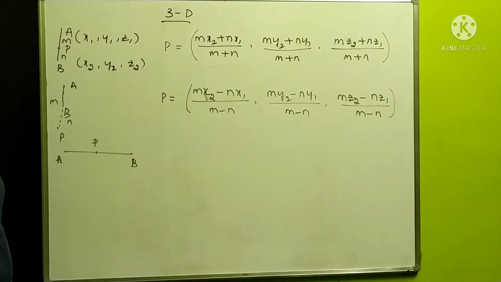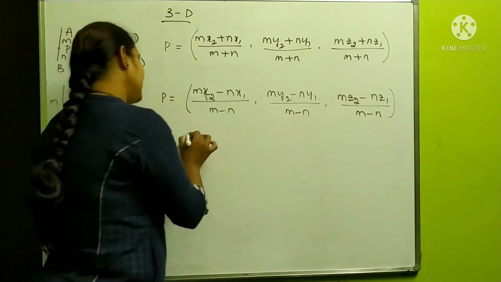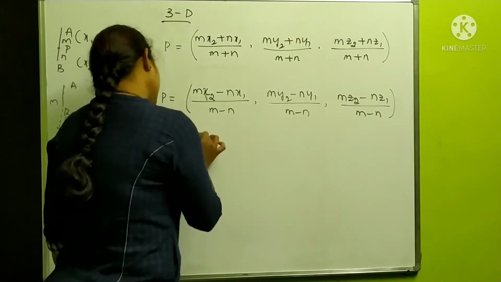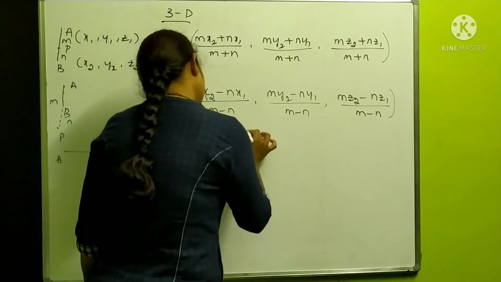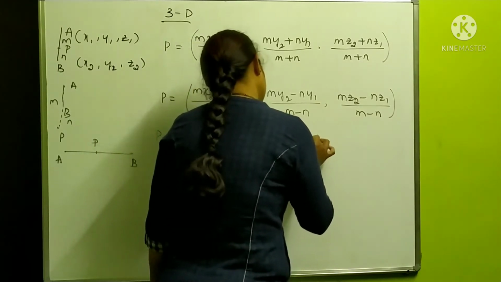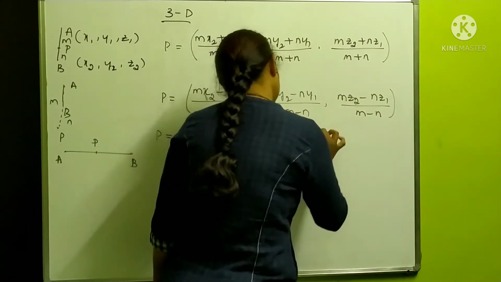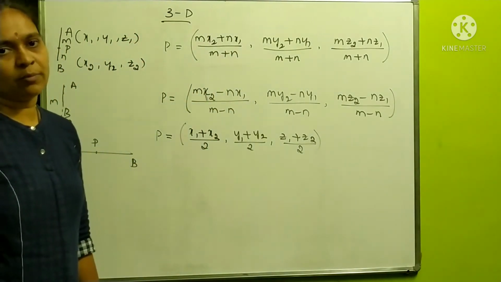When m is equal to n, p is given by p = ((x1 + x2)/2, (y1 + y2)/2, (z1 + z2)/2). This is called the midpoint formula.